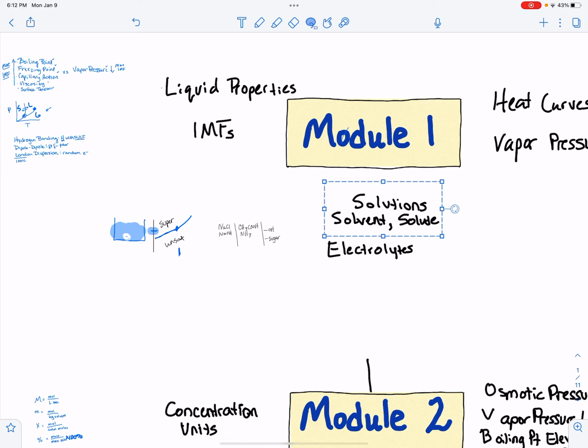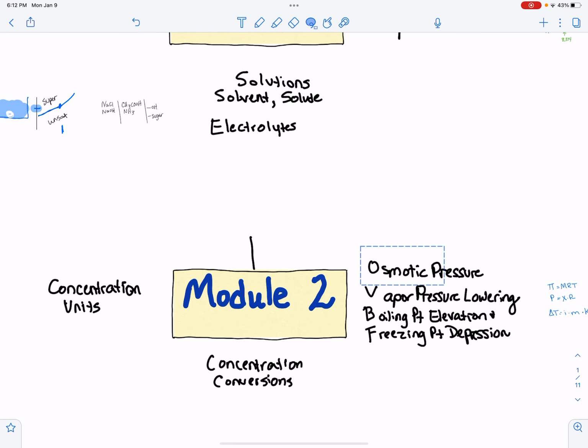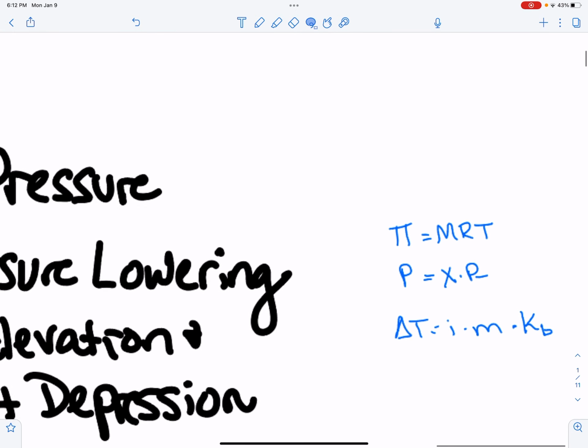Once you make it a solution, if you change the concentration, those properties will shift a little. Your osmotic pressure is going to change as compared to pure water, if you have a solution like salt water. A solution has a lower vapor pressure than the pure liquid. The boiling point goes up and the freezing point goes down. So these are all equations to let you calculate how it changes.